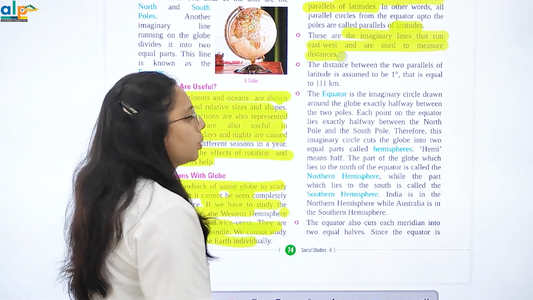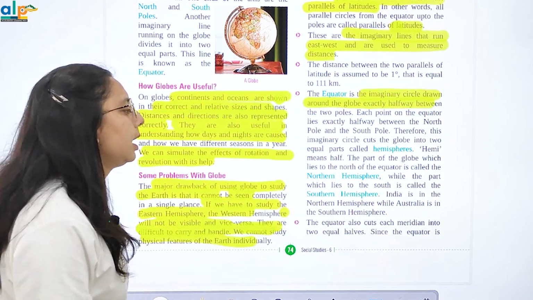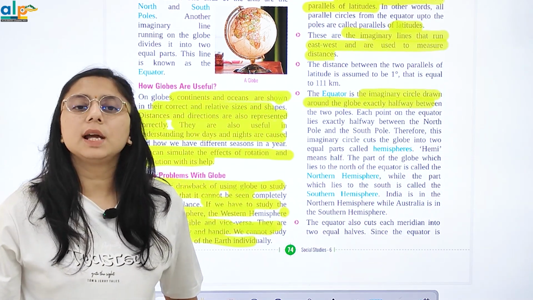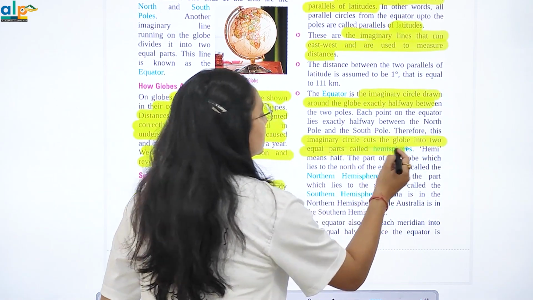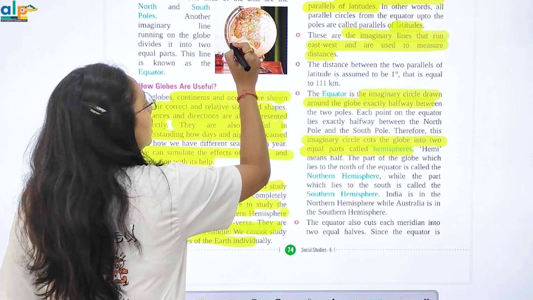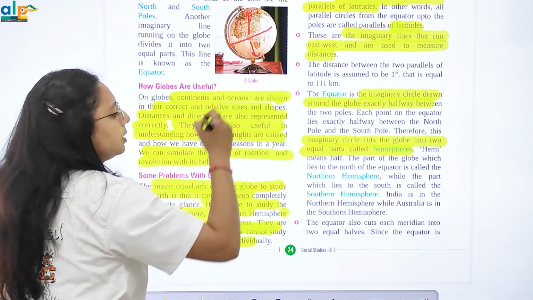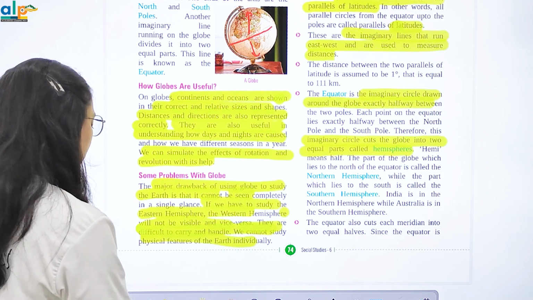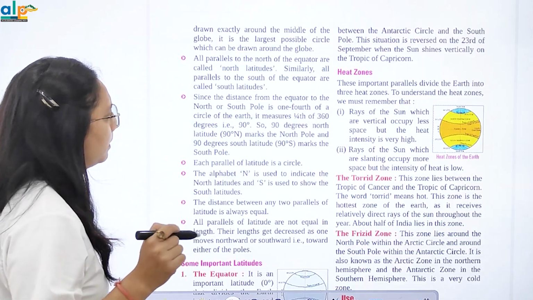If we talk about the equator, it is an imaginary circle drawn around the globe exactly halfway. This imaginary line cuts the globe into two equal parts. Each one is called a hemisphere. ठीक है, ये ऐसे divide होता है. ये ऊपर वाला part होता है northern hemisphere, नीचे वाला part होता है southern hemisphere. Right? Equator क्या करता है? दो parts में cut करता है equal half में.